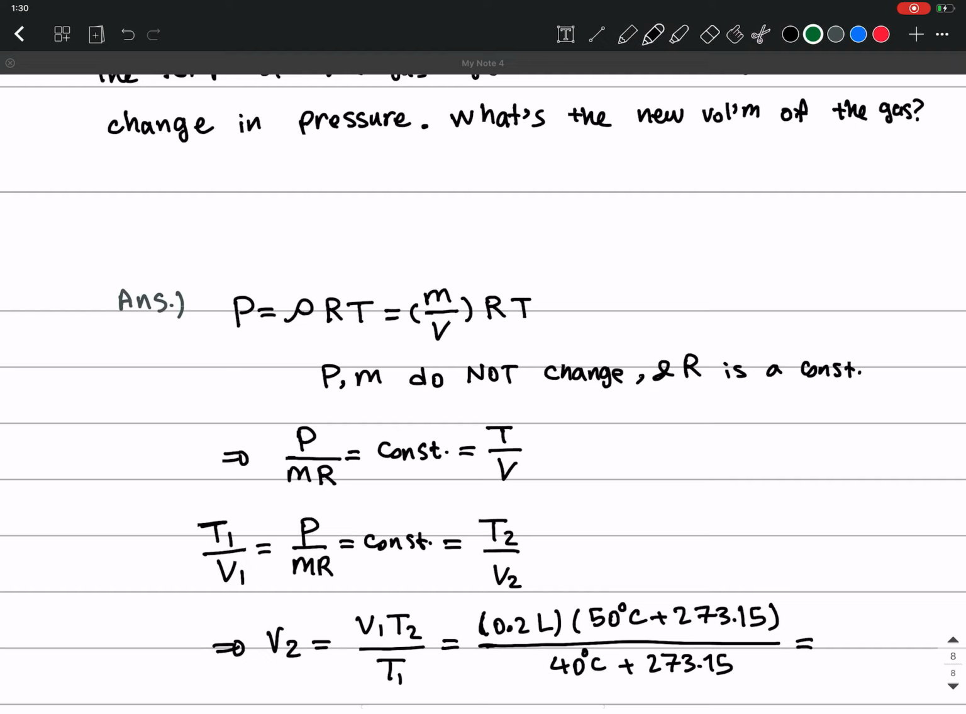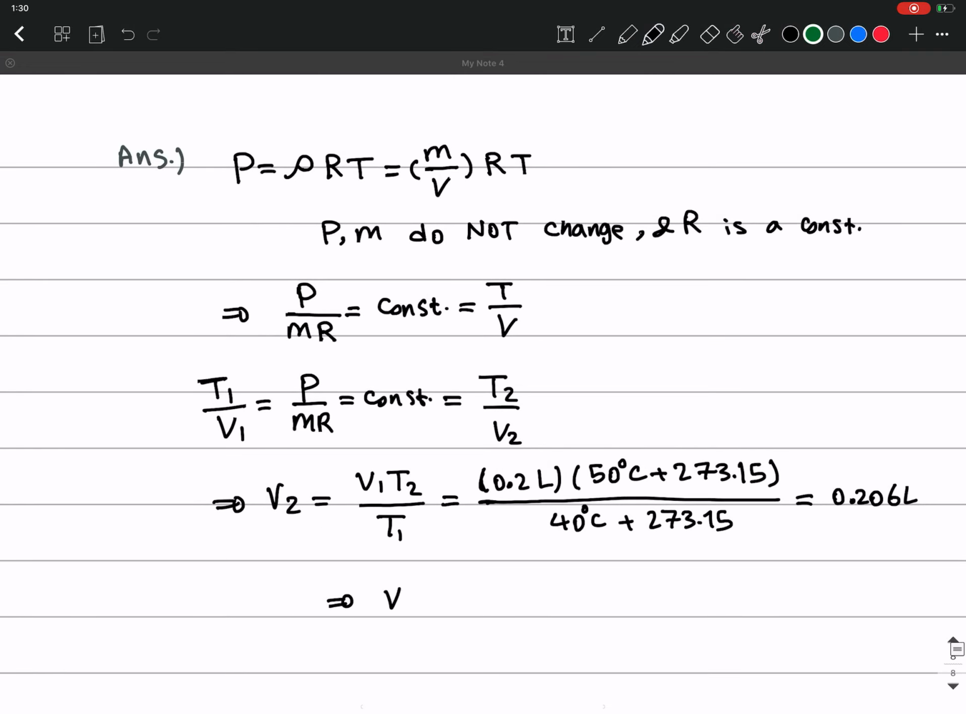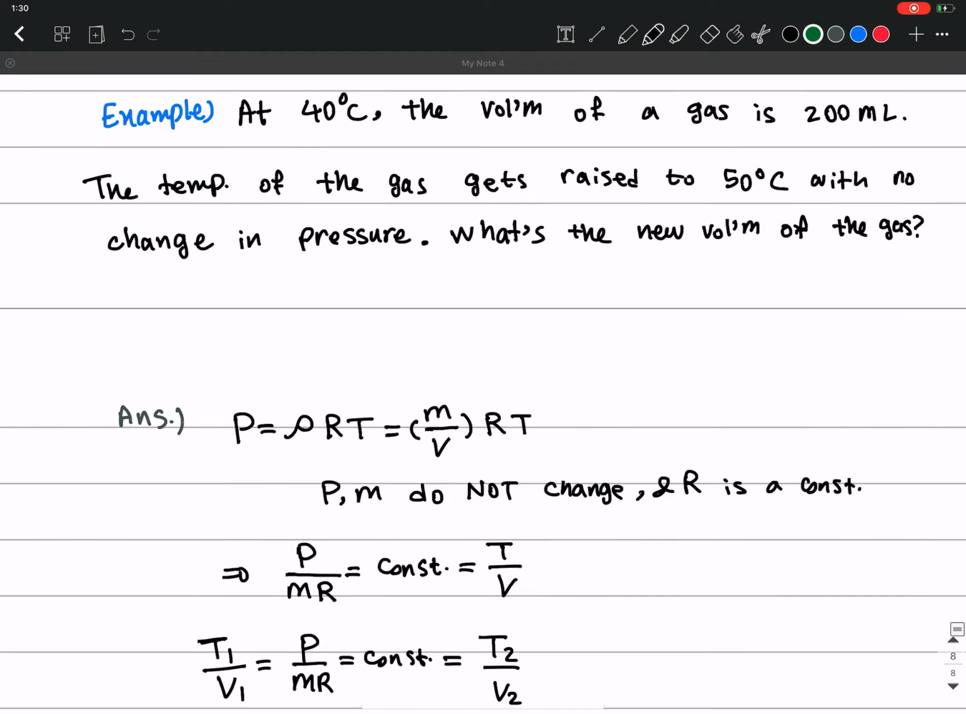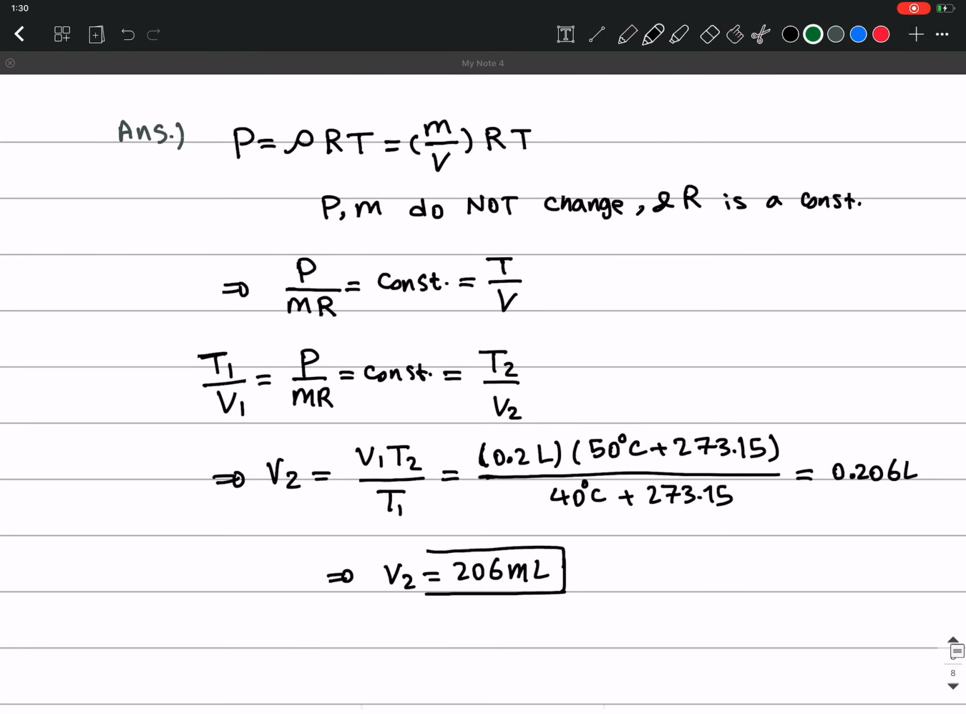So if you calculate this, it's going to give us 0.206 liter. So V2 is going to be 206 milliliter. So during this change, when we increase the temperature from 40 degrees Celsius to 50 degrees, with no change in pressure, we see that the volume is also increased from 200 milliliter to 206 milliliter.